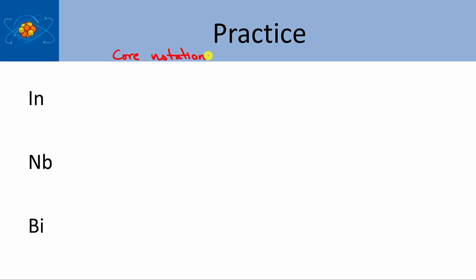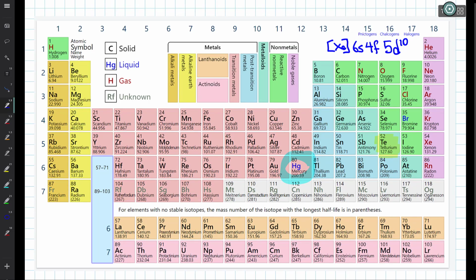Okay, so let's go ahead and do core notation for indium. I need to jump over to the periodic table and find it. I'll be working these out on this slide, and then later I'll have them all written over on the other slide. It is best to do this with the periodic table right in front of you. So here's indium right here. If I'm going to do indium, I have to think about how its electron configuration ends. Then I just need to back it up until I get to the noble gas core, right?